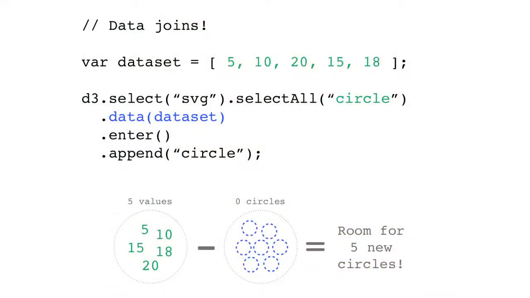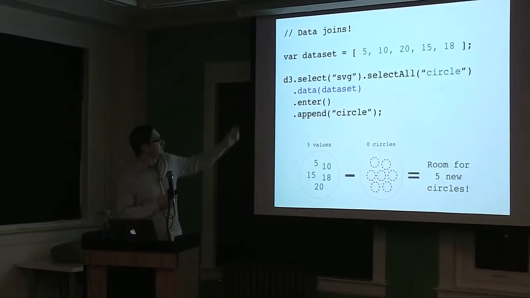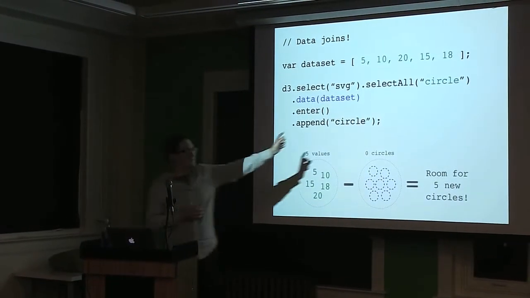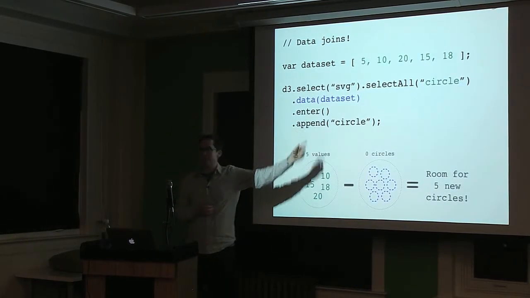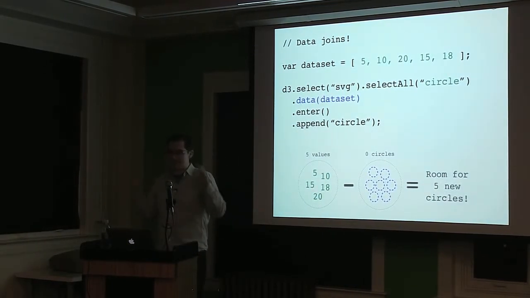And then let's take this really important step of actually binding the data. This is where the magic of the data join happens. So we have the selection of the SVG. We have the empty selection of circles, no circles. That's handed off to the data function. We're giving the data function our data set.